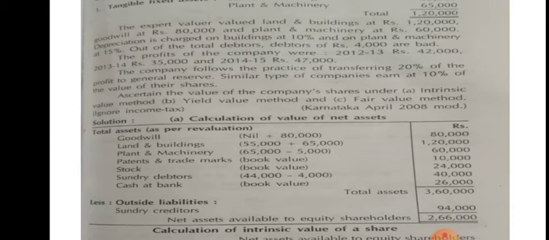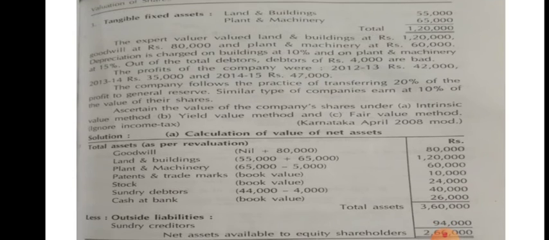Next, land and building. See here, in note number 3, land and building is 55,000, but in the other information, land and building is rupees 1,20,000. So this 1,20,000 we have to take as the market value. Next, plant and machinery is 60,000. In the other information it is given as 60,000, but the book value of plant and machinery is 65,000, so we take the market value.